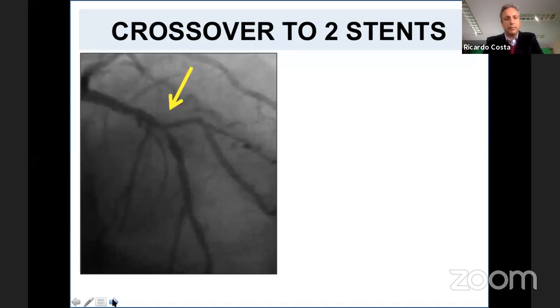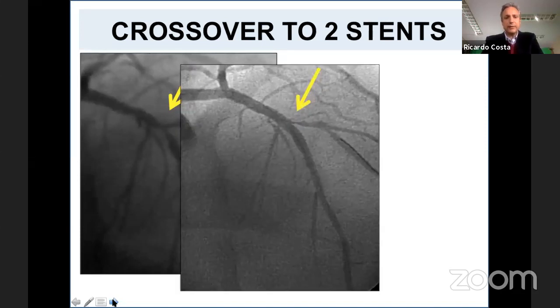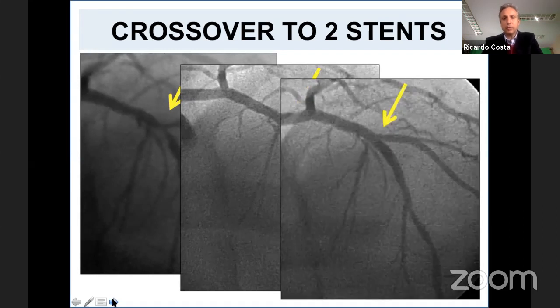Then we have a longer lesion in the side branch here, not that severe though, but a longer stenosis. And then after stent in the main vessel with the provisional approach, we see a pinched branch that does not recover well with the kissing balloon. Then we have to cross over for 2 stents, and this is the type of result we get.